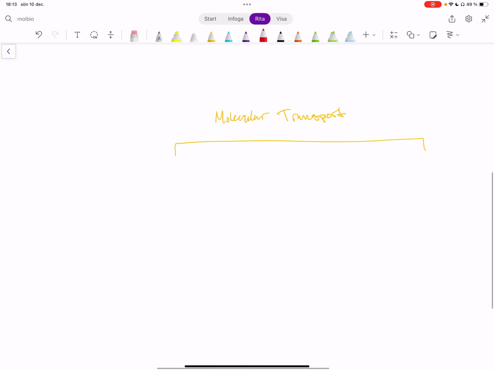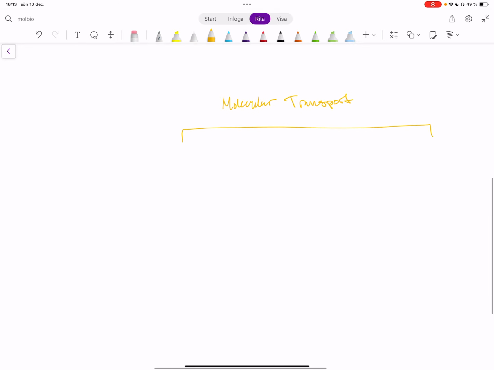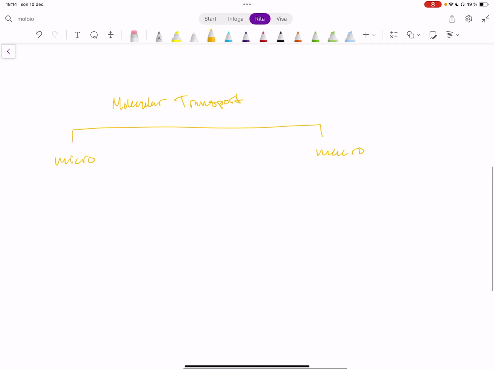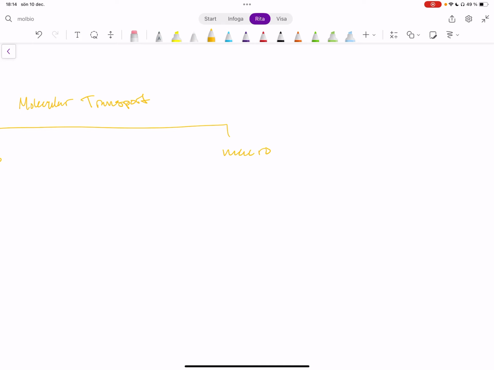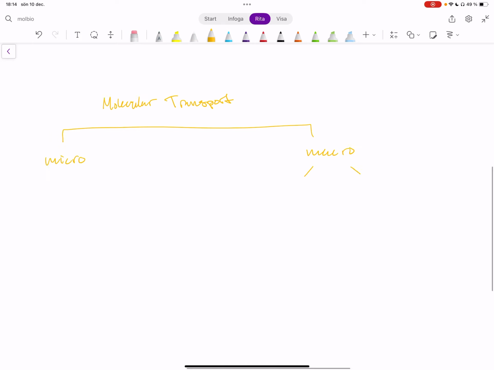So let's start here. So molecular transport, you can divide it into micromolecules or macromolecules, and I will actually go through macromolecules first, even though the teacher took that last, because it's a bit simpler than micromolecules.